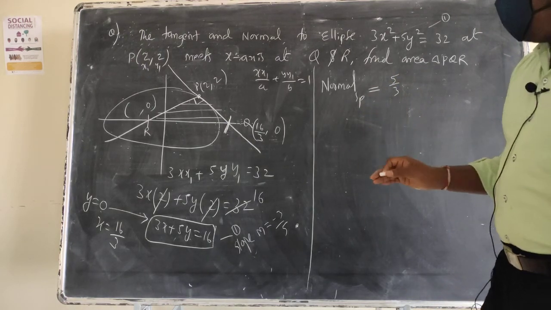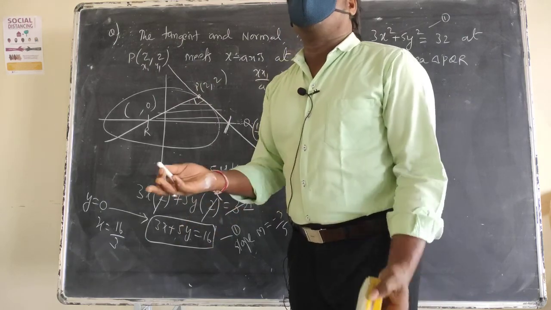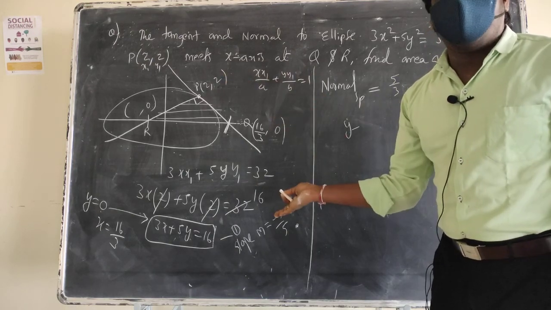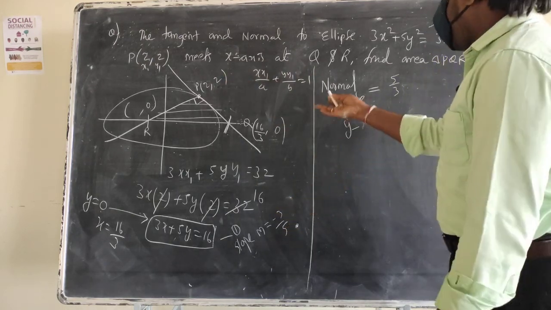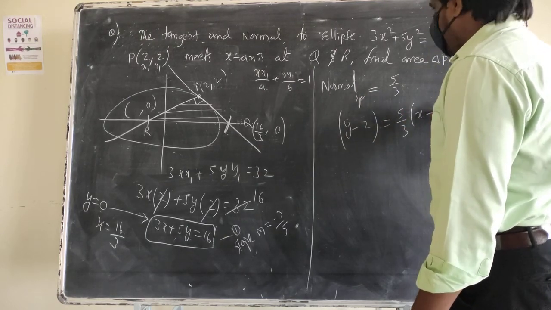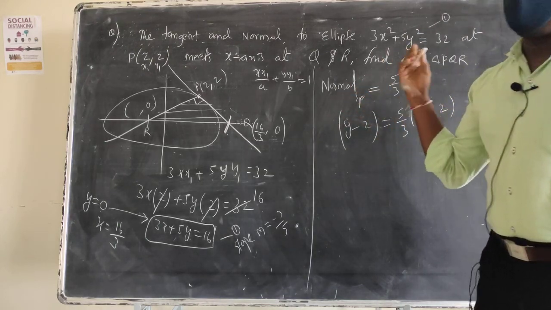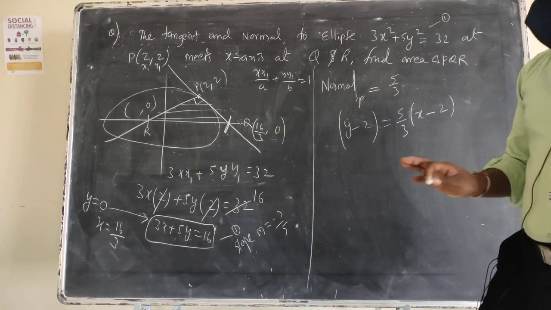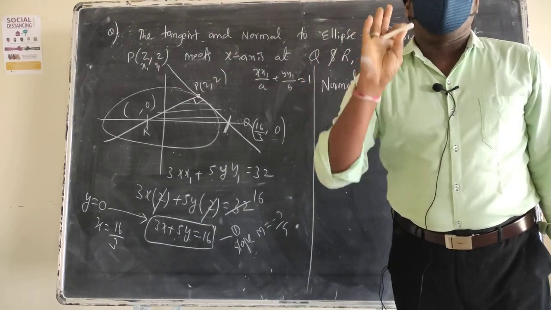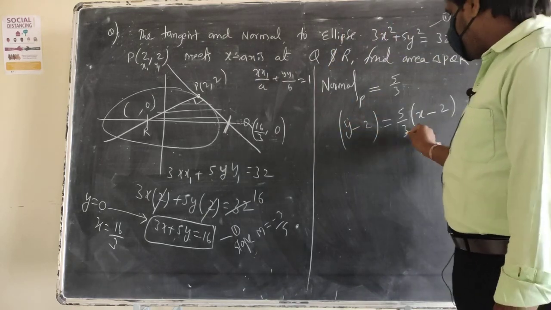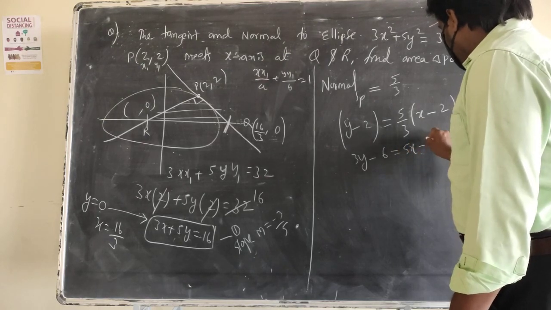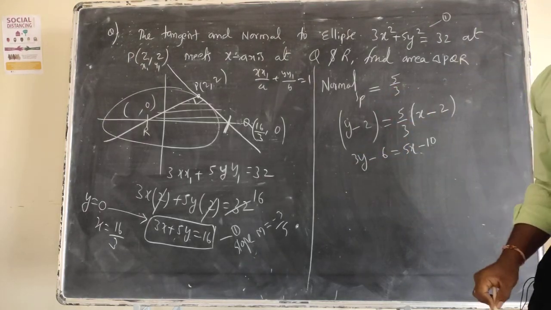Slope you have, passing point you have. What is the equation of the normal? Straight line concept here: y minus y1 is equal to slope into x minus x1. This is the equation of the normal. If you are not getting this, the formula also I gave. Everything I am giving you, but you people are not taking. So 3y minus 6 is equal to 5x minus 10. This is the equation of the normal.